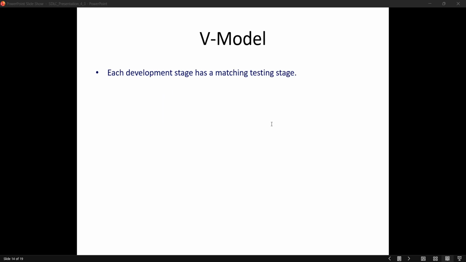The V model, also known as the verification and validation model, pairs each development stage with a corresponding testing stage. For example, requirements have acceptance testing, design has system testing, and so on. This model emphasizes early testing and ensures strong quality control throughout the development.